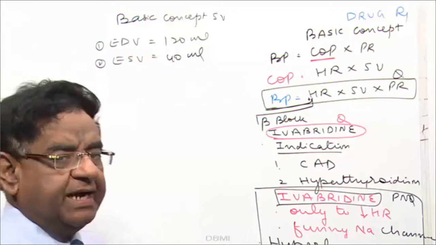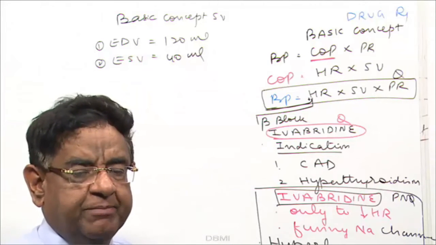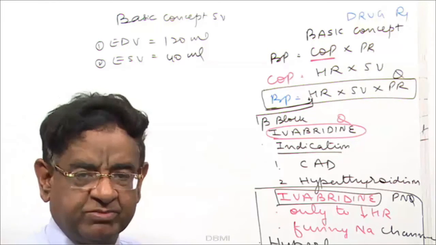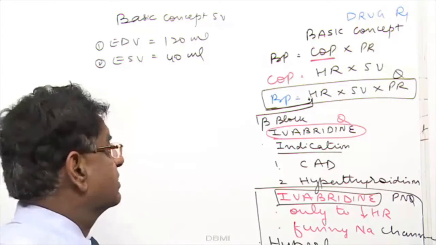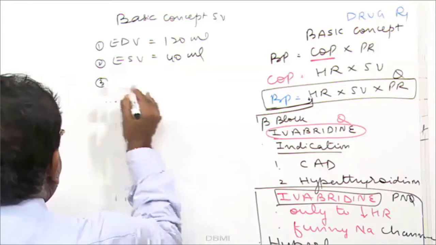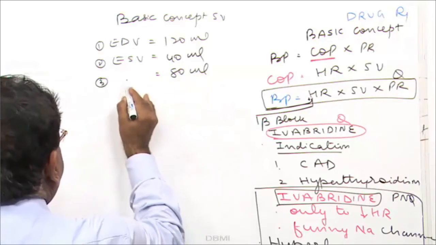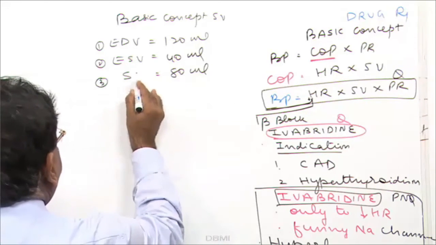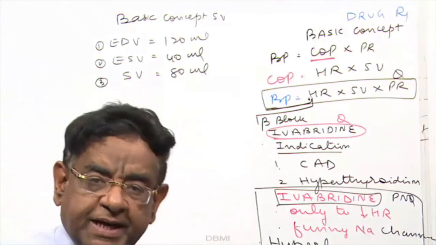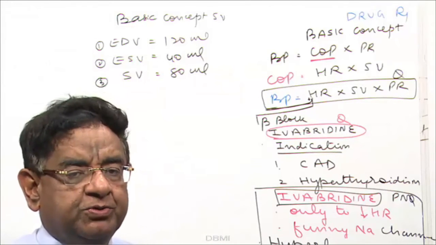That means at the end of the systole, ventricles are still not empty, they still contain about 30-40 ml of the blood. It means what? With each stroke, around 70 to 80 ml blood goes out. This is known as stroke volume. It means what? Somebody asks you a question.